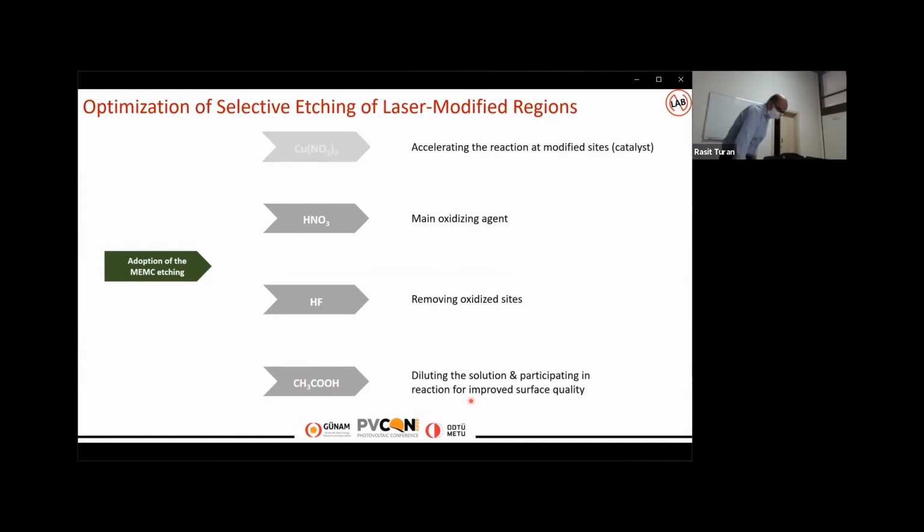In order to achieve a smooth surface after laser processed silicon, we change the concentration of each of these components with the aim to reach a high chemical process speed, I mean the etch rate, and also selectivity for the processed region only.